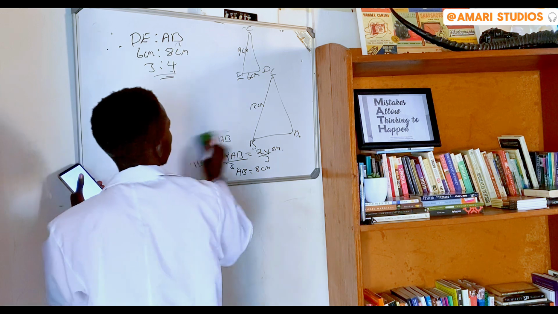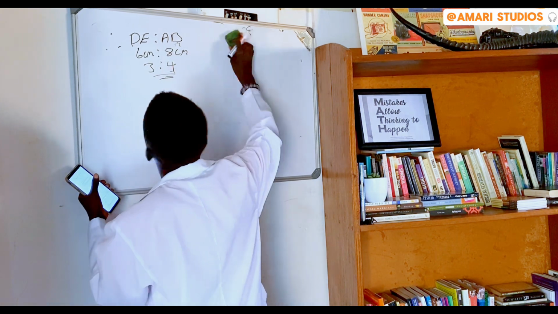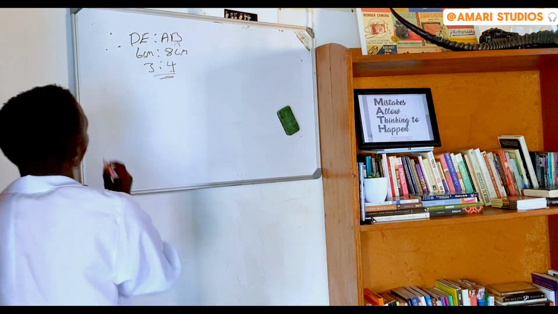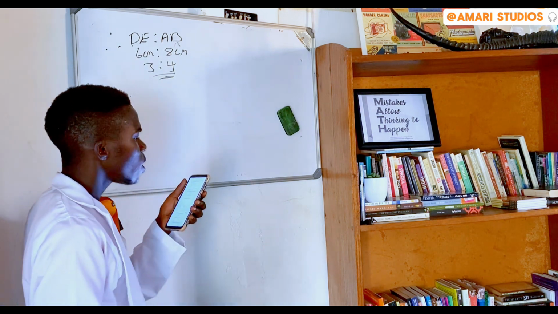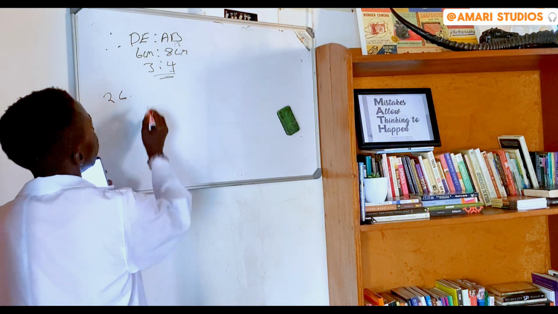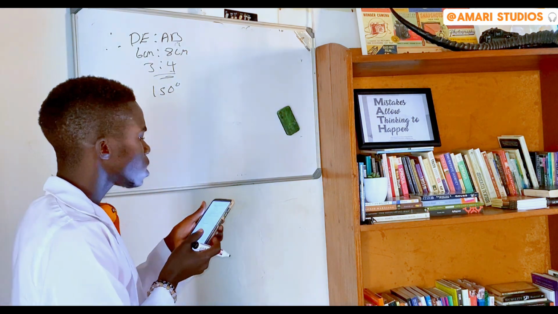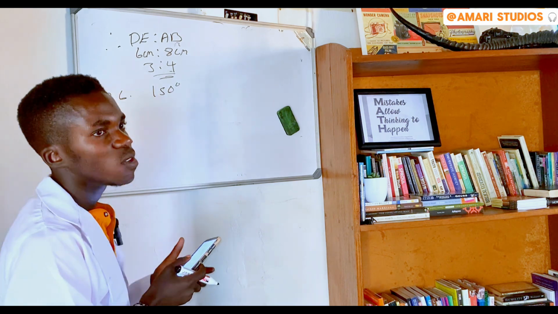Now we move on to question 26 of our past paper, which reads as follows. A regular polygon has interior angle 150 degrees. Take note of that. A regular polygon has interior angle 150 degrees. Find the number of sides of this polygon.